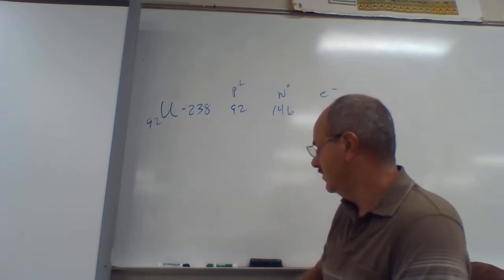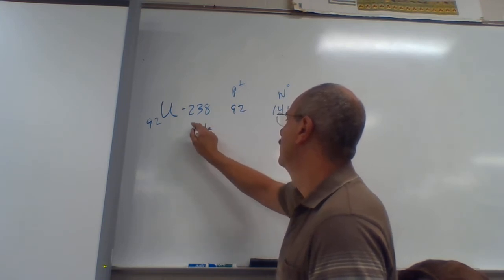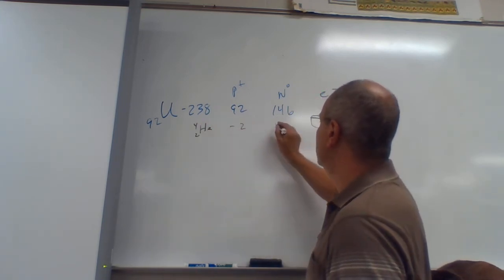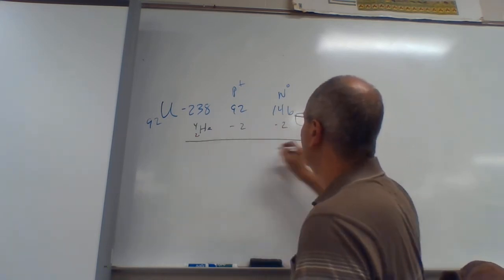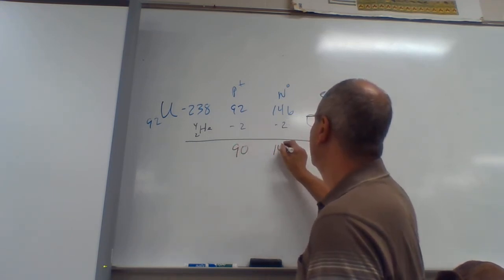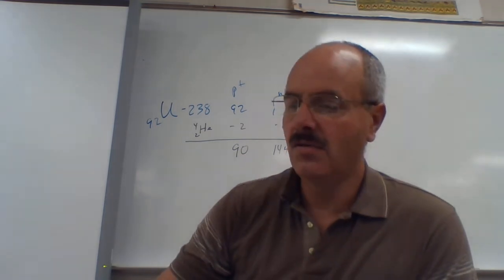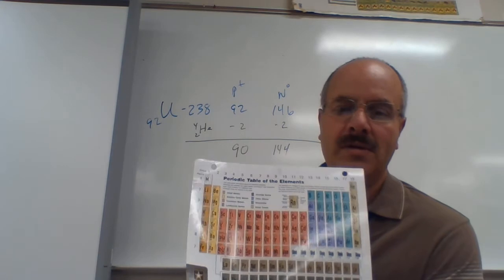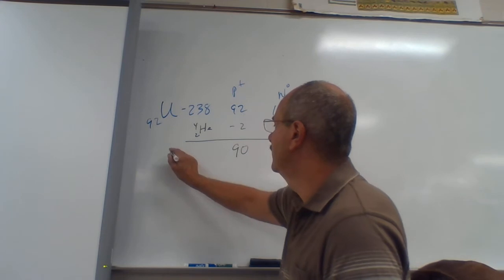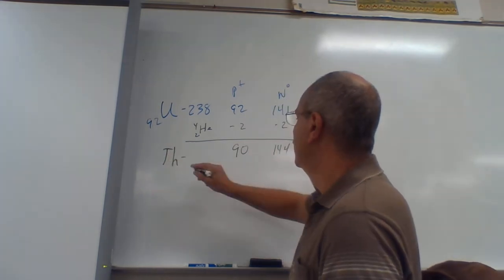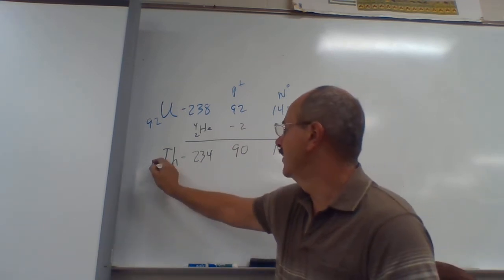So now I'll use a different color, we're going to subtract a helium nucleus. Well, a helium nucleus is 2 protons and 2 neutrons. So we're going to subtract that from this. So when I do that, we end up with 90 and 144. So now if it's got an atomic number of 90, then it's no longer uranium. So we have to go to the periodic table and ask, well, what's number 90? Well, that's thorium. So this is thorium, and its mass is 234. Okay, so this is number 90.